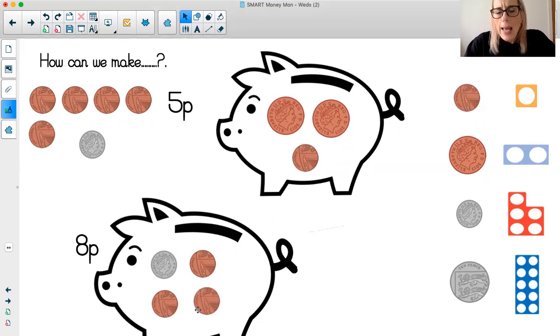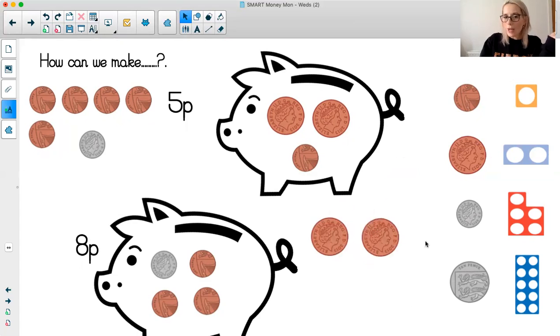Did anyone say you could put a 4p and a 4p in? I wouldn't be surprised if some of you did, because do you know what? That's something that we often think we could do, but can we? Do we have a 4p piece? Do we have a 4p coin? We don't, do we? So we could make 4p by using two 2s, but we don't have a 4 pence piece. So we need to make up the numbers with the coins that we have. Right, that's just something to think about.